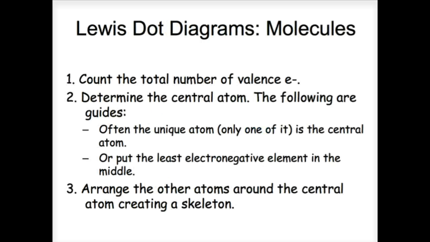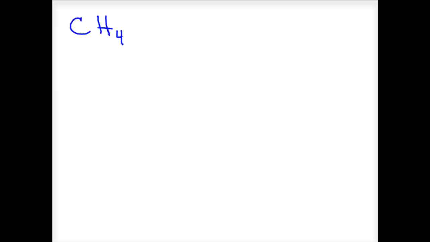Molecules, on the other hand, now we get to start our shortcut. Our shortcut basically involves a couple of things. First and foremost, our shortcut involves the need to know the total number of valence electrons. So these are all of the atoms involved. Let's do an example. Our example is going to be CH4, or methane.